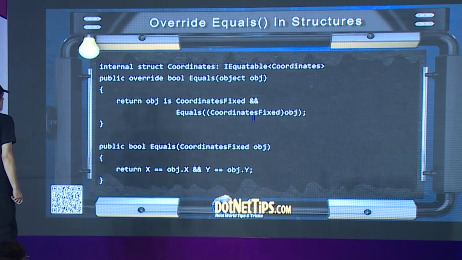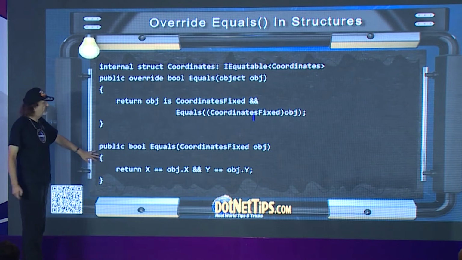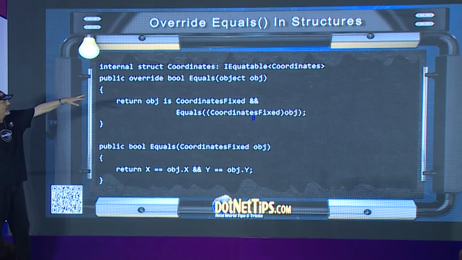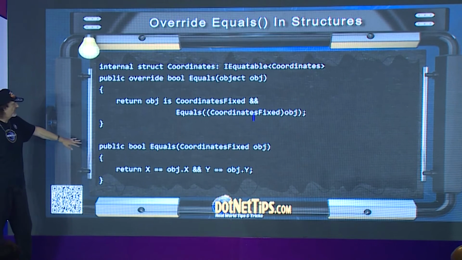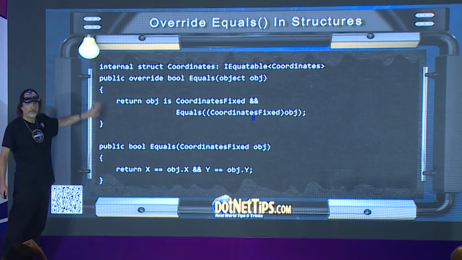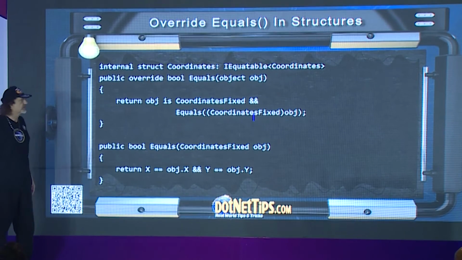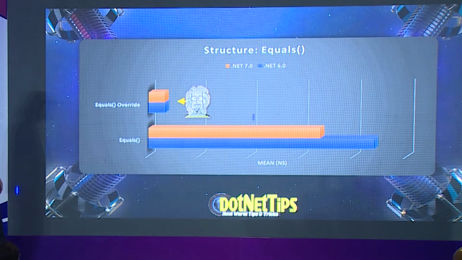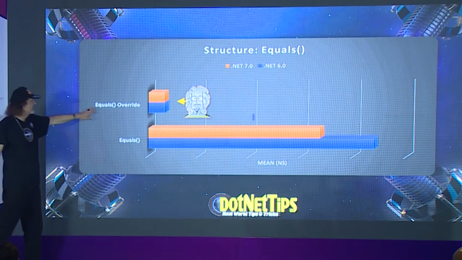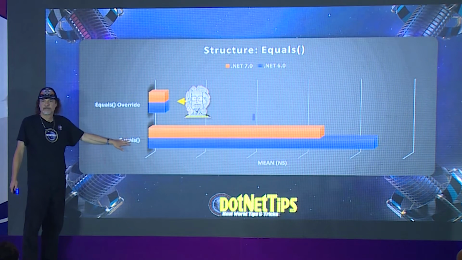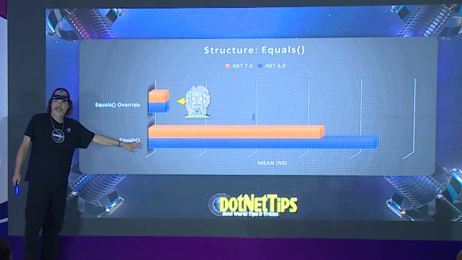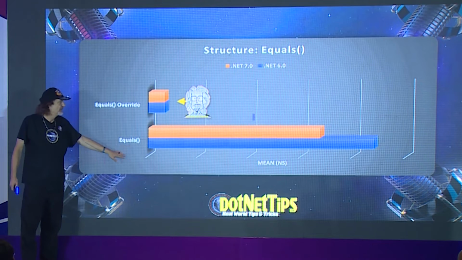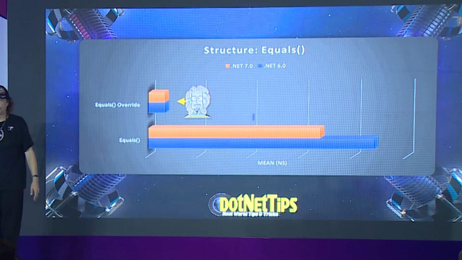So here's an example of a structure that's actually from my open source project. And I put the equatable in coordinates there, and then I do the equals right here, these two equals, okay? Now what's the speed difference? Look at that. That's a huge difference, okay? Look at this, override, reflection, see? Remember I just said avoid reflection? This is exactly why, okay? So always override in structures, okay?